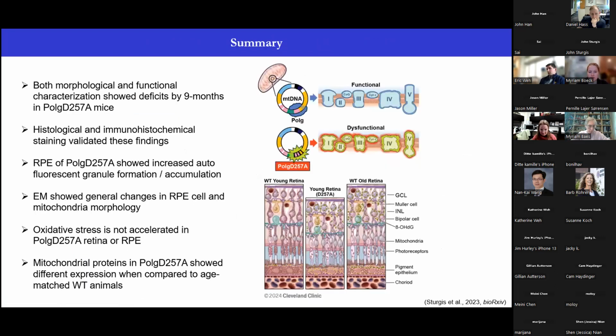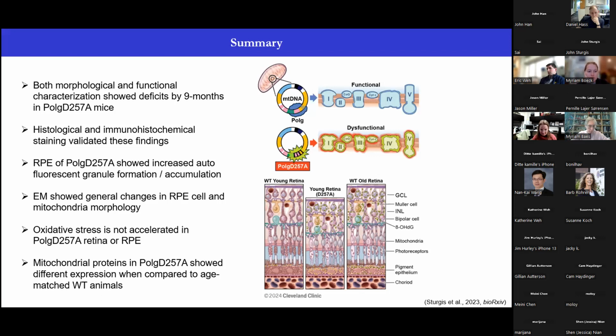And so that kind of summarizes the paper. I do have some more stuff I want to get into after this, but we saw both morphological and functional characterizations showed deficits by 9 months of age in the POG D257A mice. That was specifically the decrease in the ONL, the total retinal thickness, and then the ERG A wave and the light adapted response were reduced. And then histological and immunohistochemical staining validated these findings.